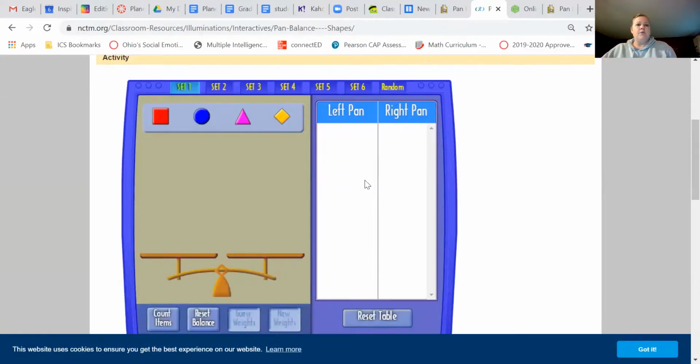All right, so this one, what you're trying to find out, these are different sets up here. These are different problems. You're trying to find out the order of which object is heaviest and which object is lightest. So you have to run experiments. So you're trying to make the balance equal. And I found one. Every time you find one, it's going to put it up on the chart, and then you can reset your balance.